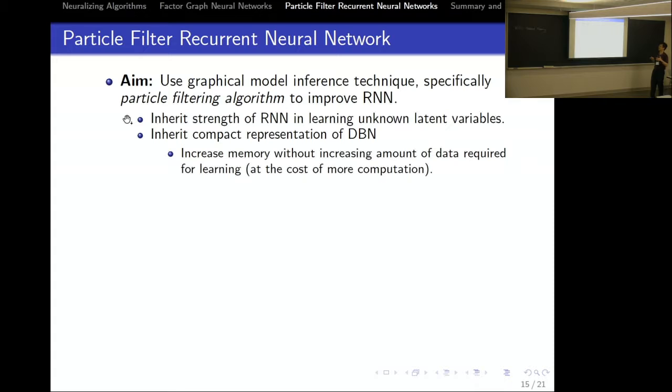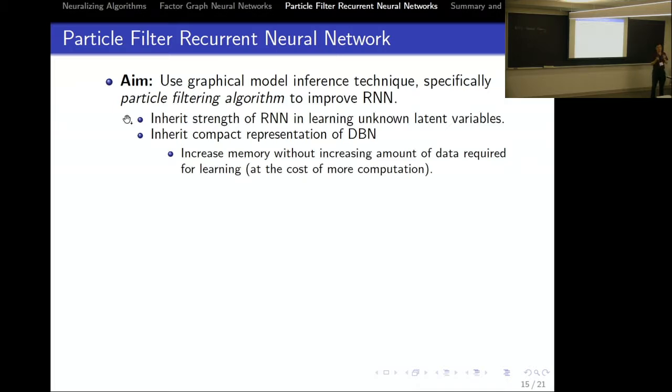What's very good is that 10, 15 years ago, we always seemed to think that these sorts of things, latent variables, were very hard to learn. But these days, practically, we seem to just be able to learn them. And recurrent neural networks, particularly the gated ones, seem to be able to learn. So we want to inherit the strength of recurrent neural networks.